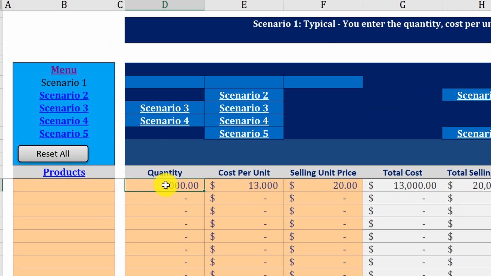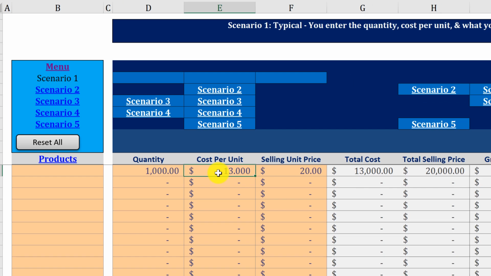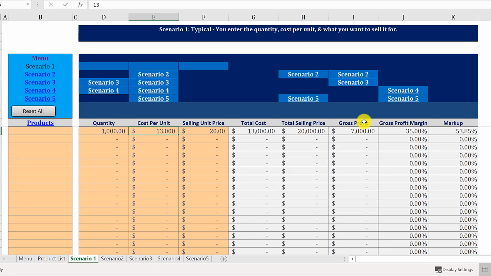So I put the numbers in here to my template. I'm putting in, again, a quantity of 1,000, cost per unit. This includes the overhead at $13 per unit. So keep in mind, these are not really gross profit numbers. They're actually net profit numbers. But for this purpose, that works. That's what we need to understand and analyze.